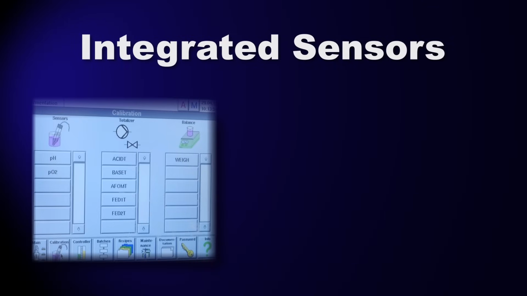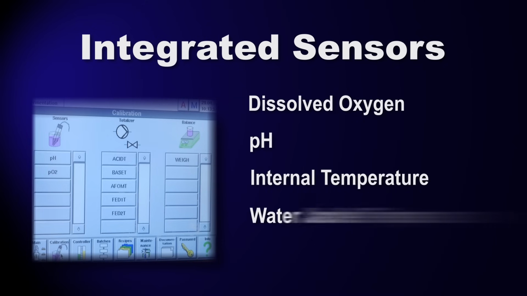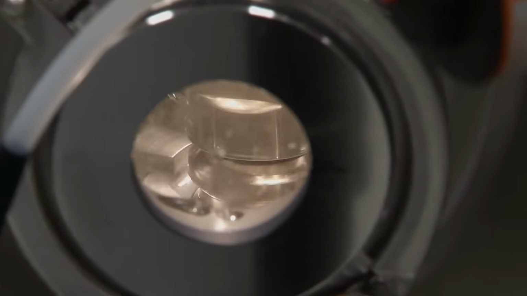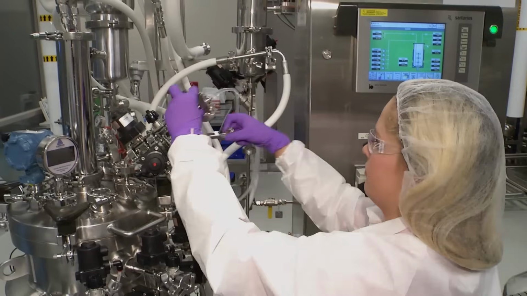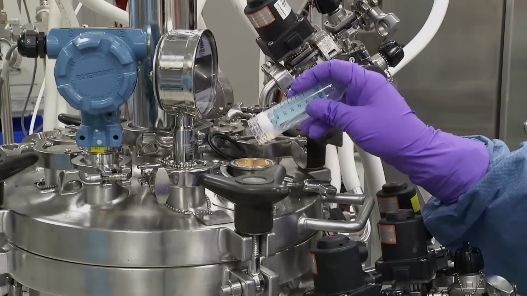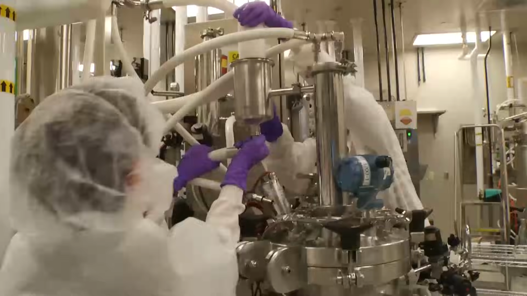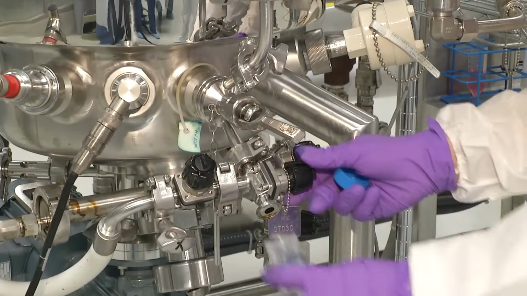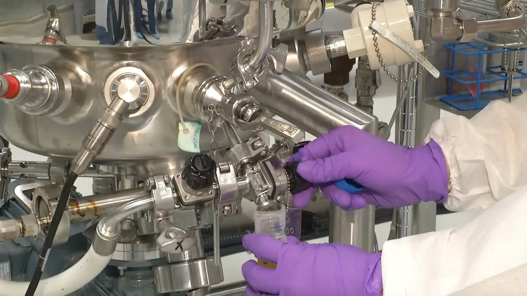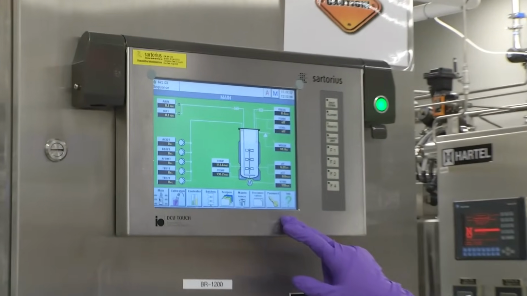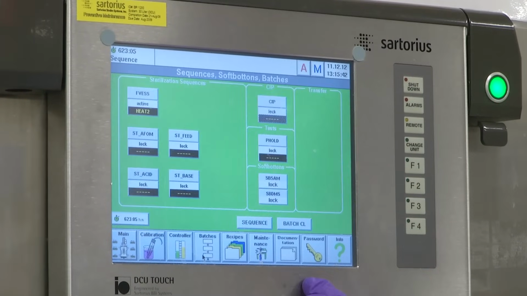to monitor key environmental factors, including dissolved oxygen, pH, internal temperature, water jacket temperature, and vessel pressure. The reactor also has an agitator, dedicated ports for adding seed stock and media ingredients, separate ports for acid and base supplement, air filters for supply and exhaust, and valves for drawing samples and for harvesting. Most fermentation and monitoring functions can be managed from the bioreactor's dedicated process controller.